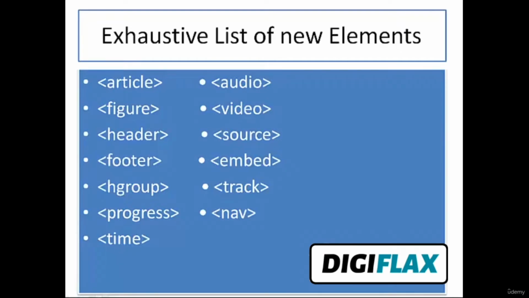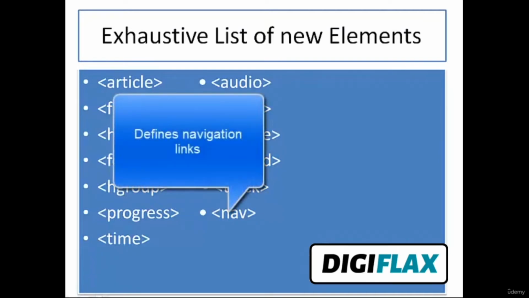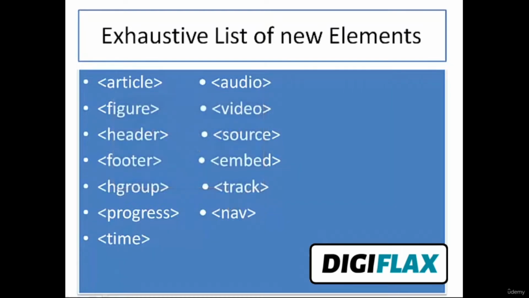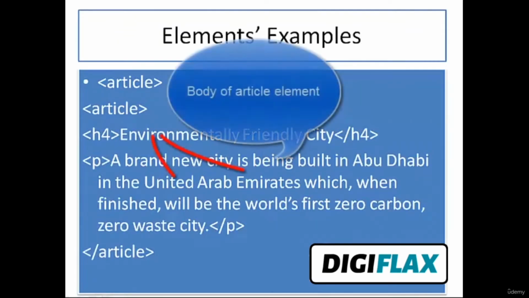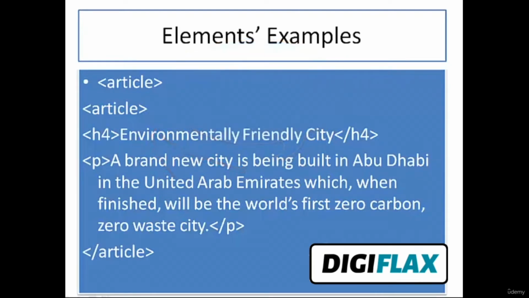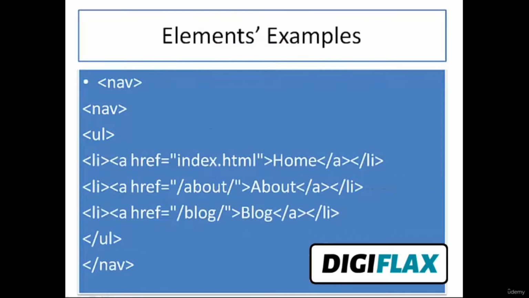Then next in our list is track. It provides text tracks for audio and video tags. The last but not the least is navigation. It is NAV. What it does is basically define navigation links. We will see a practical example of this tag later on. So first in our list is the article element. Inside the body of the article element, the body of the article is there in between. So the next is navigation.